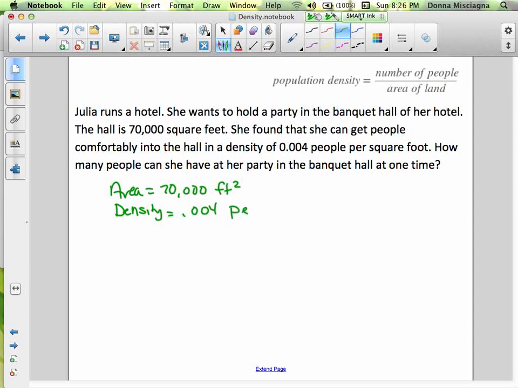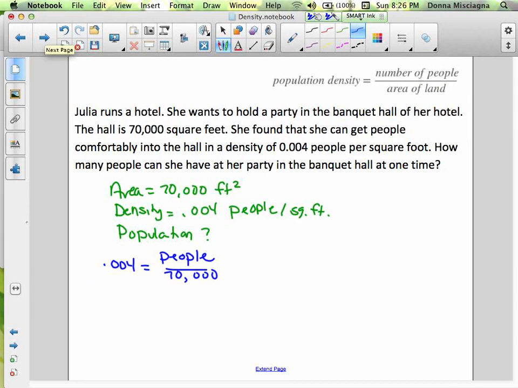Our units are people per square foot, and we want to find out how many people. So we're looking for the population of people we can have at the party in the banquet hall at one time. So we'll use the formula up above. Population density we have, that's 0.004 equals the number of people, which is what we're looking for, divided by the area, which is 70,000. So we're just going to multiply both sides by 70,000.